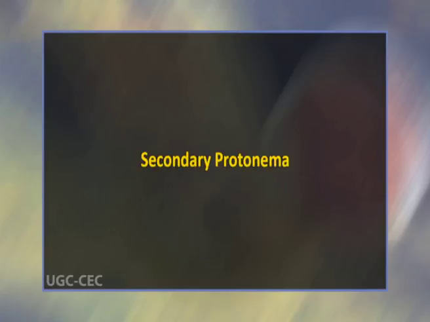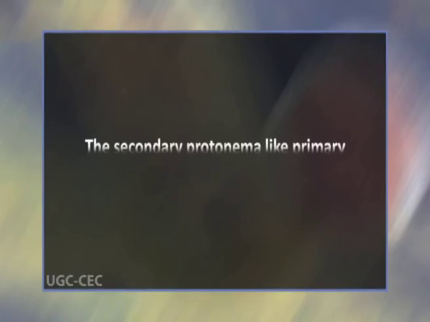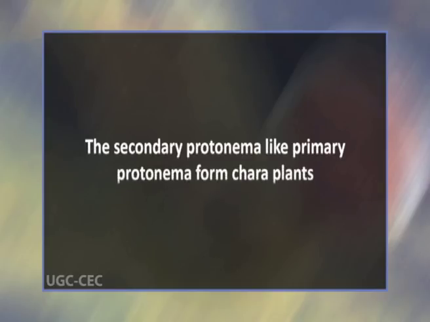Fourth, secondary protonema. These are tubular or filamentous structures which develop from primary protonema or the basal cells of the rhizoids. The secondary protonema, like primary protonema, form Chara plants.